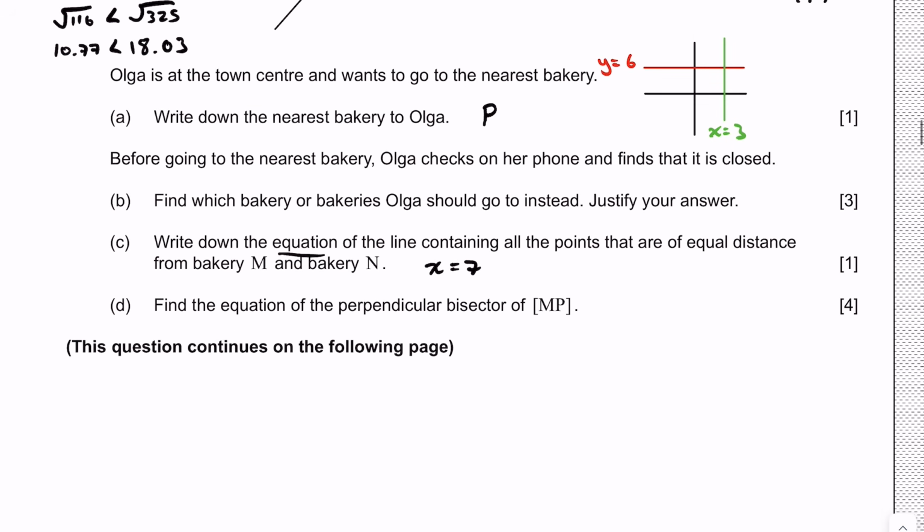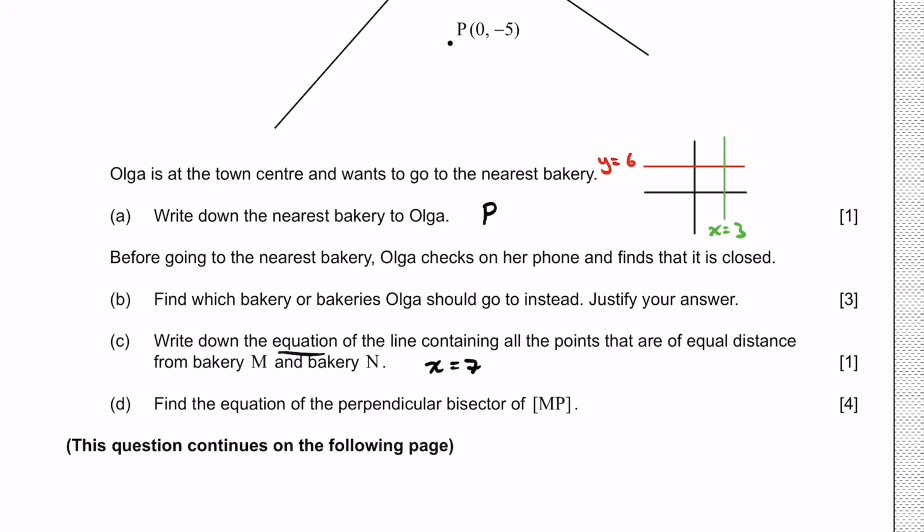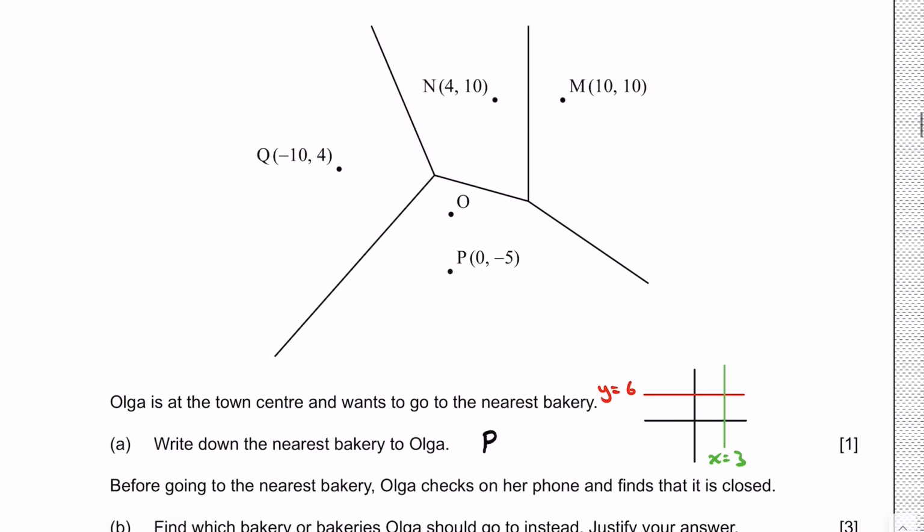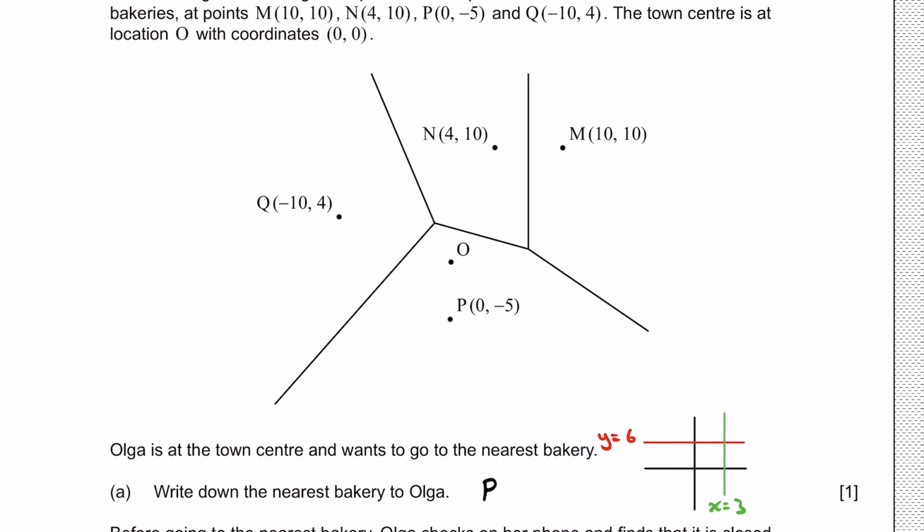All right. Part D, we're asked to find the equation of the perpendicular bisector of MP. 4-mark question. So here's M, here's P. Perpendicular bisector is this line right here, this boundary line. So I'm actually going to draw that out. So perpendicular bisector would be this line right here. I guess we can extend it in the other direction as well. So we want to find the equation of this line.